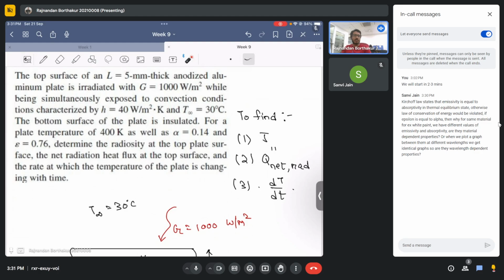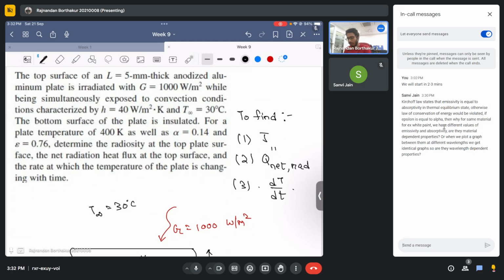Yes, I think I got your question. You are saying that if you use the Kirchhoff law, emissivity is equal to absorptivity, but you are asking why for the same material we sometimes find different values of emissivity and absorptivity. That is typically because of something known as the spectral and direction dependence, more importantly the spectral dependence.